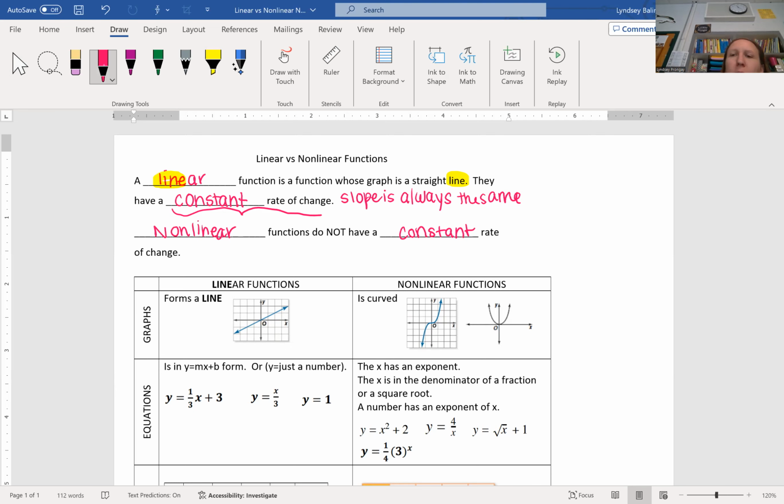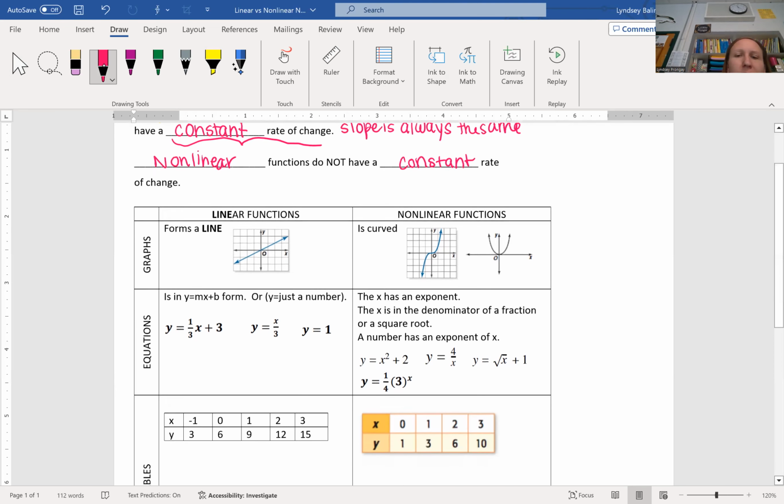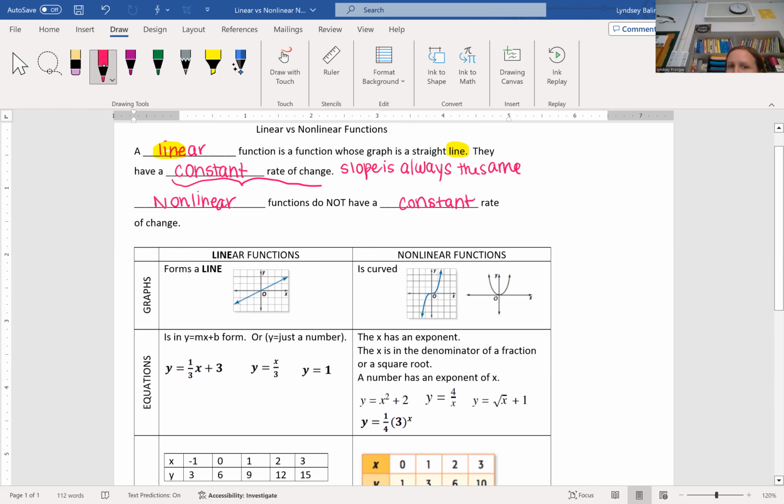So we're going to look at a couple scenarios. We have graphs, equations, and tables, and looking at the difference between our linear functions and our nonlinear functions. The graphs are the easiest one in my opinion, because you are just looking to see, does it form a line or not? So linear functions form a line.